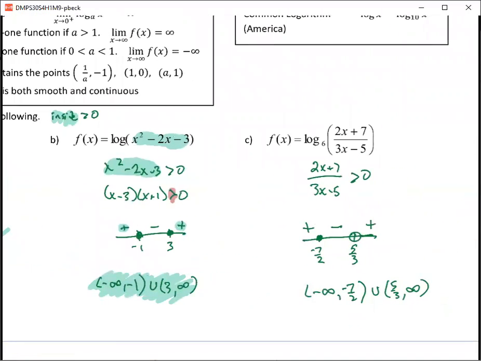For part C, we now have a rational expression inside. So here's our chapter 4 inequality review. So we set what's inside greater than 0. And once again, if we do our number line test, we know that 7/2 is the 0, 5/3 is the vertical asymptote. We determine where it's positive and we get our solution that way.